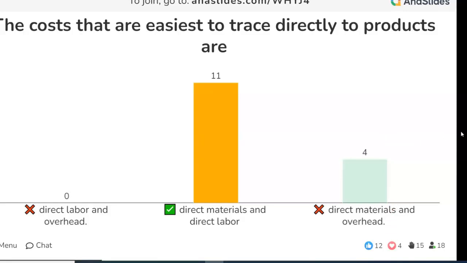Even when we go into activity-based costing, we're still going to track direct material and direct labor. Activity-based costing relates to what we do with the indirect costs. It's not the direct costs.